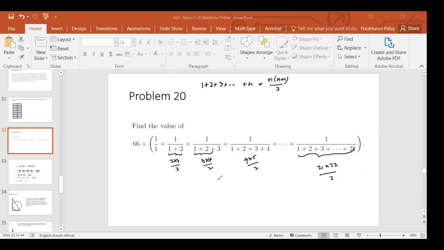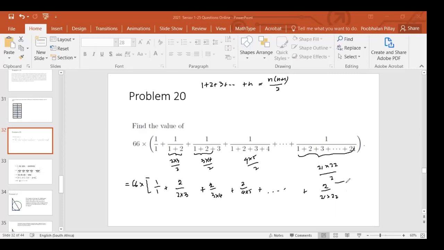So the denominators all look like this. They are fractions like this. If I simplify this, I can put 1 over 1. I'll put 2 at the top now because the denominator has 2 times 3 divided by 2. So I'm going to put 2 at the top and 2 times 3 at the bottom, plus 2 at the top, 3 times 4 at the bottom, 2 at the top, 4 times 5 at the bottom, going all the way up to 2 at the top, 21 times 22 at the bottom.